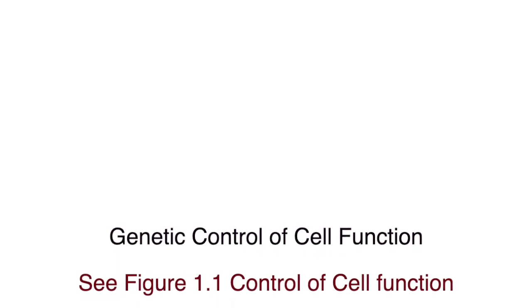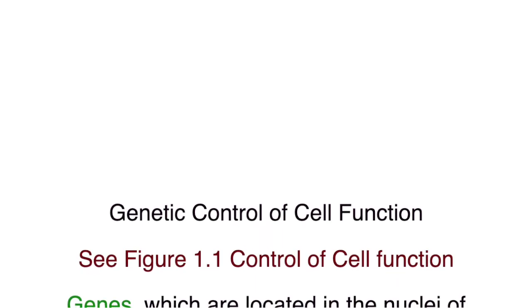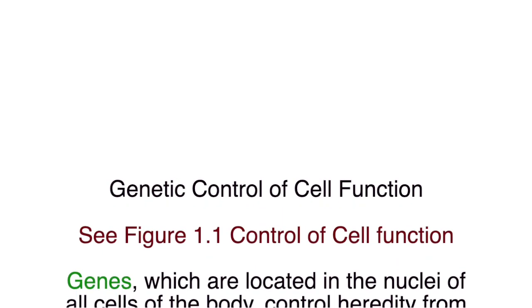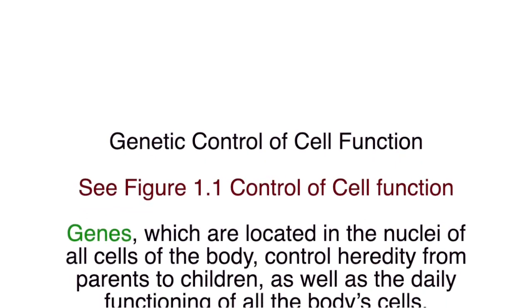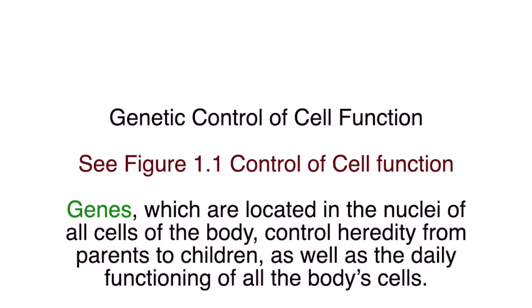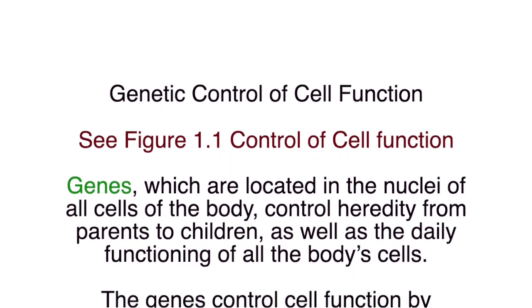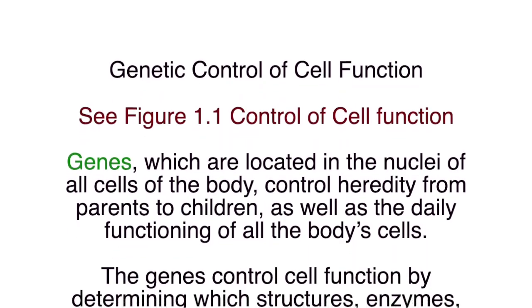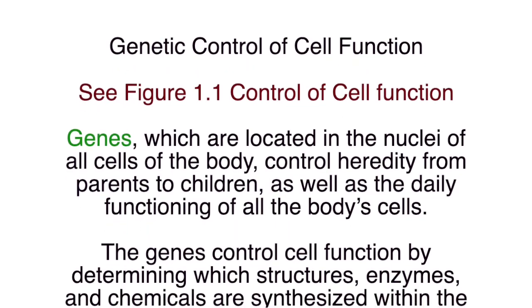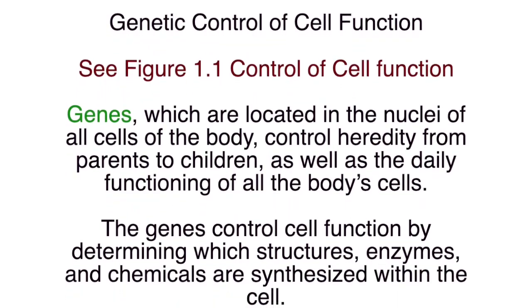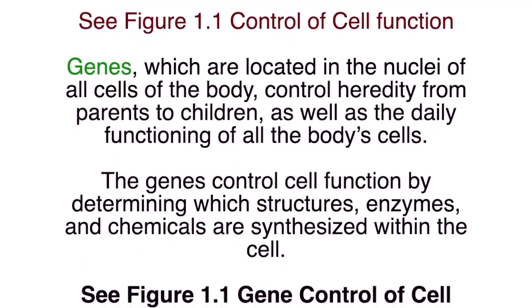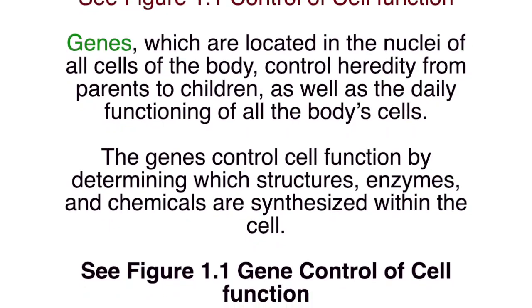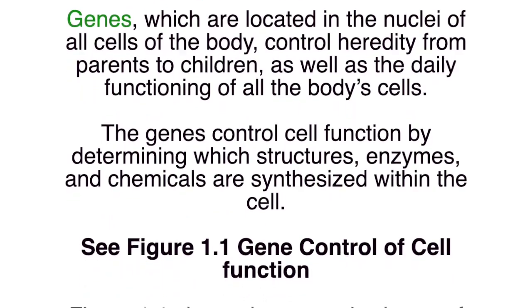Genetic control of cell function. See figure already shown, 1.1, control of cell function. Genes, which are located in the nuclei of all cells of the body, control heredity from parents to children, as well as the daily functioning of all the body cells. The genes control cell function by determining which structures, enzymes, and chemicals are synthesized within the cell.